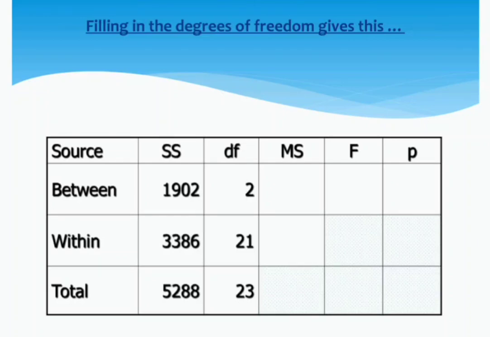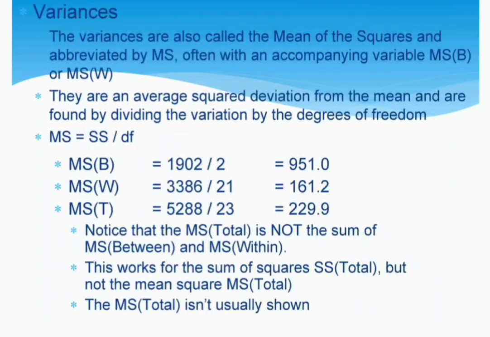Here we can see the degrees of freedom. And the next step is the variance. The variance is also called the mean of squares, often with an accompanying variable MSB or MSW. They are an average squared deviation from the mean and are found by dividing the variation by the degrees of freedom. MS equals SS divided by degrees of freedom. We can see MSB and MSW found by dividing by degrees of freedom.